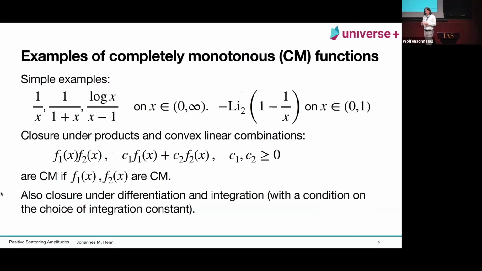It's useful to know that this class of functions has closure properties. If you have 2 such CM functions, the product is also a CM function. You can also take convex linear combinations. Furthermore, if you take differentiation, you get another CM function. They're also closed under integration, as long as you choose an appropriate integration constant. These properties will be quite useful in understanding the CM property of some of the scattering amplitudes we'll see later.